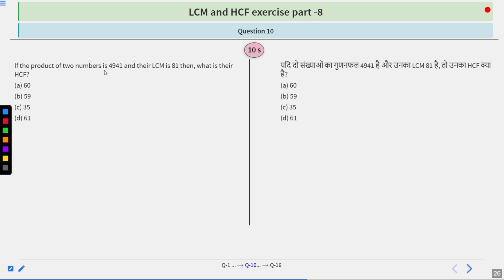If the product of two numbers is 4,941 and their LCM is 81, then what is their HCF? And options are 60, 59, 35, and 61. These are the options.